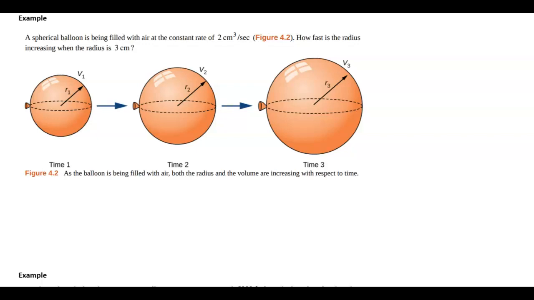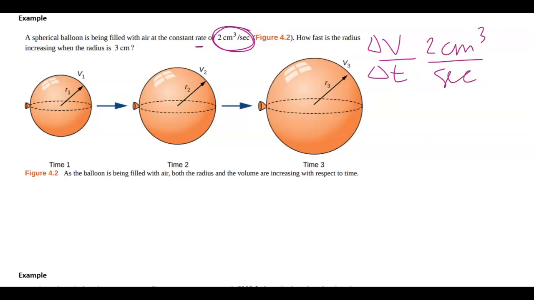Now I want us to think about, there's a word rate here, and then I want us to think about the units. This is a volume unit over a time unit. So the volume inside the balloon is changing at a rate of 2 cubic centimeters every second. That's the rate at which the balloon is being blown up. How fast is the radius increasing when the radius is 3 centimeters?